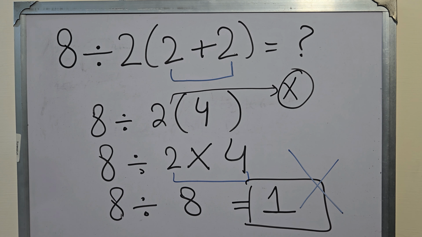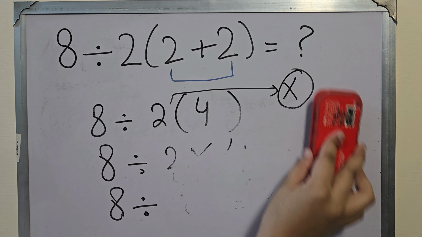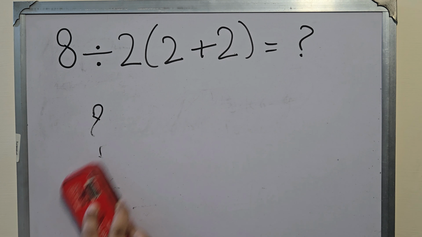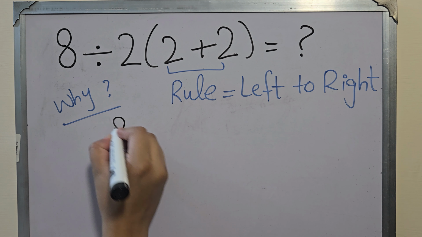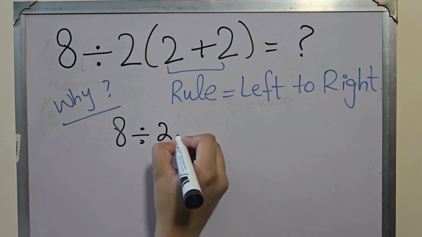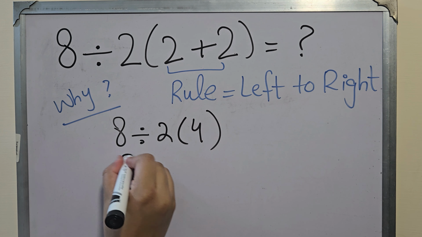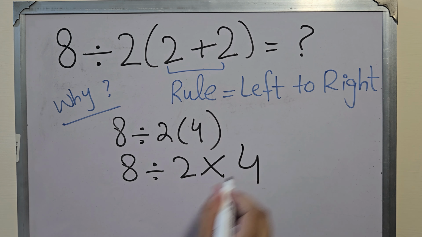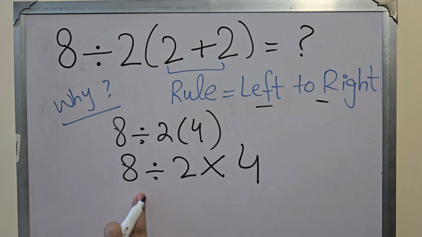This equation was a left to right trap, not a PEMDAS trap. So we have to solve from left to right, because division and multiplication in modern math both have the same priority. So this was not a PEMDAS rule. We are applying the left to right rule here. So after doing 2 + 2, the equation is 8 divided by 2 multiplied by 4.